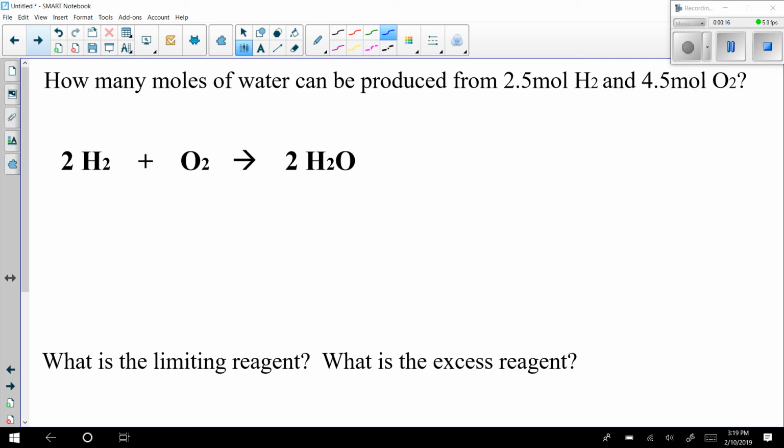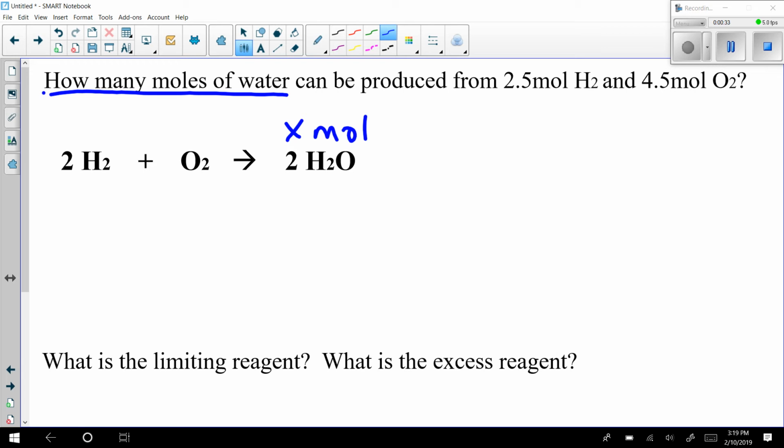So we start off with our balanced equation and we look at what the question is actually asking us to find. And that will be our X. So it says how many moles of water can be produced. So above our water, I'm going to write X moles.